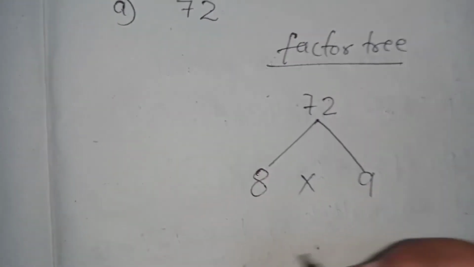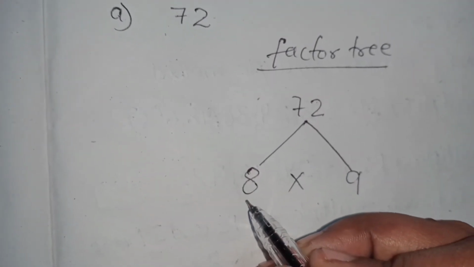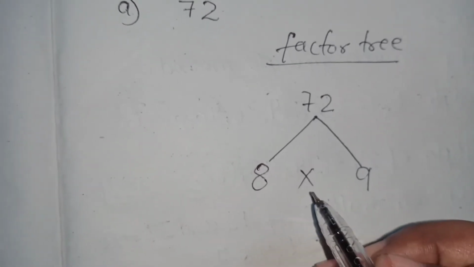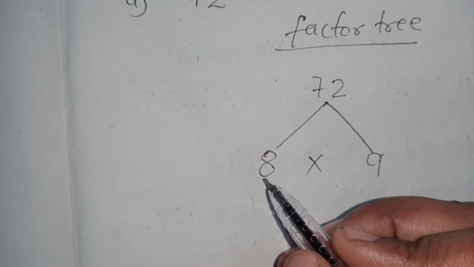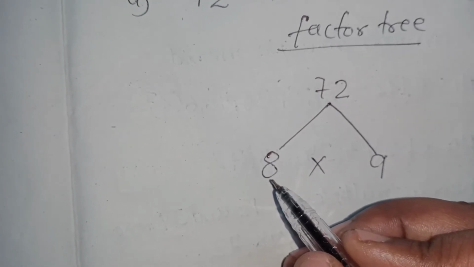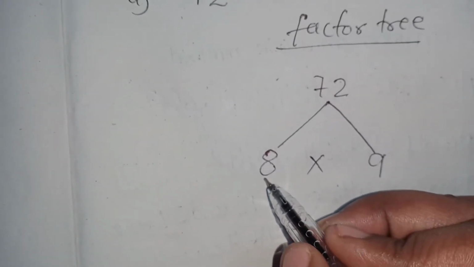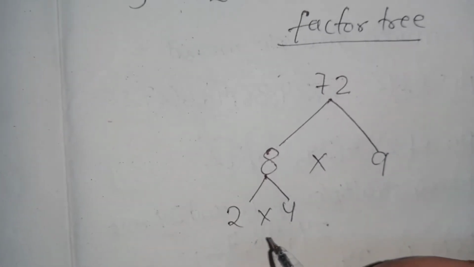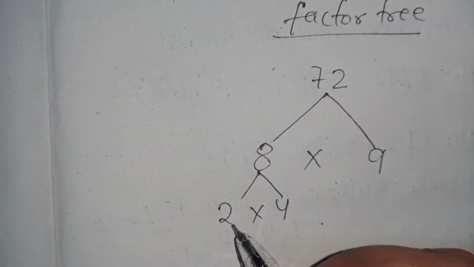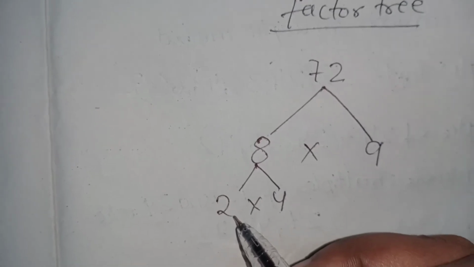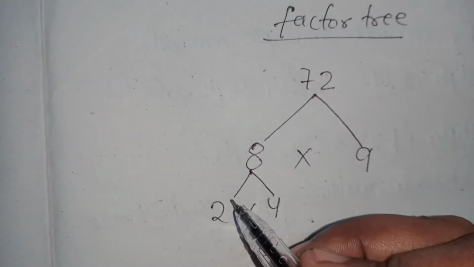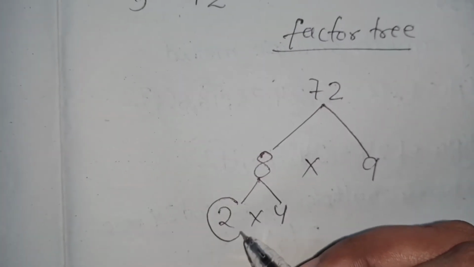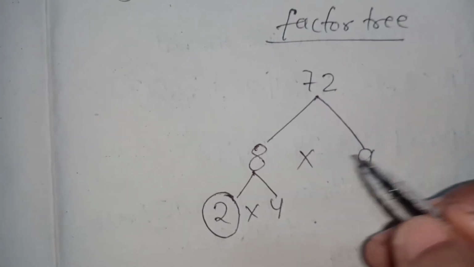Okay, then what you have to do is notice that 8 and 9 are not prime numbers. They will come in other tables also, in the 1 table, 2 table, 4 table, and their own table. So we will write here 2 4s are 8. Now you can see that 2 is a prime number. 2 comes in the 1 table and its own table. So 2 is a prime number, so we will circle this 2. We will circle the prime numbers.